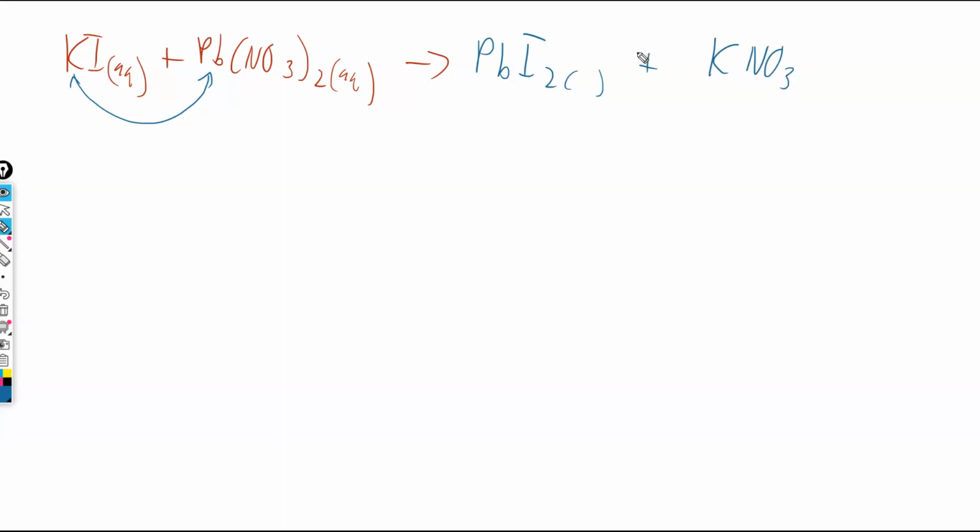Then we said to balance it, remember? You've got two iodides over here, one over here. Put a 2 there. Okay. Two nitrates over here, one over there, two potassiums now, one lead, I'm good. So remember, you have to remember how to balance these reactions and how to write formulas. Okay, if you don't know how to write formulas, go back and look at your notes or ask me for help.